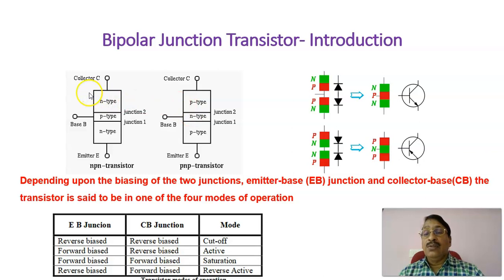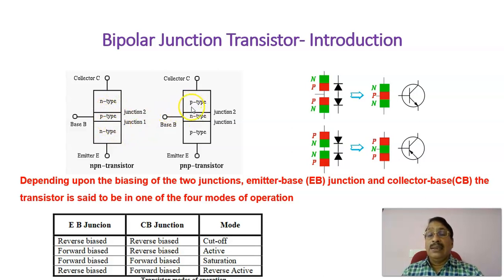And there are two types of bipolar junction transistor: NPN and PNP. There are two junctions, the emitter-to-base junction and the collector-to-base junction. There are two junctions and three layers, and it is a three-terminal device. One we call the emitter, another is called the base, and the third is called the collector. And this is an NPN transistor.